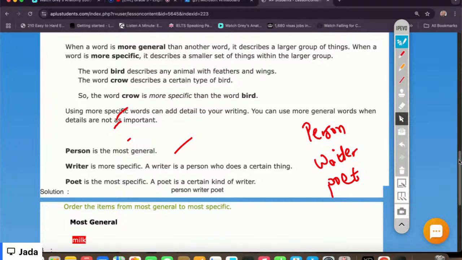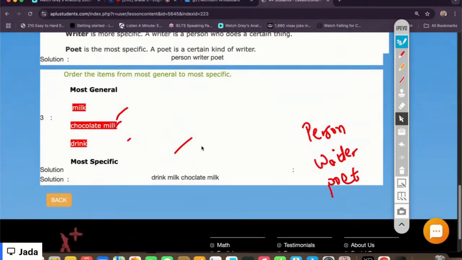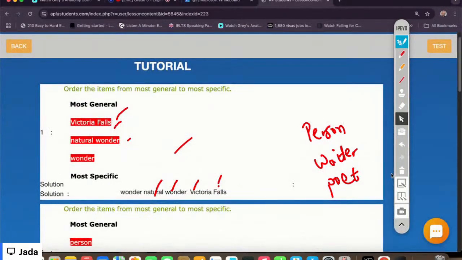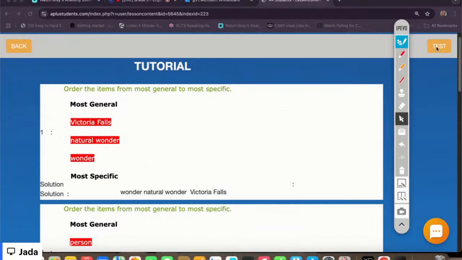All right. So we have milk, chocolate milk, and then drink. So of course, drink is the most general. Drink, milk, chocolate milk. Okay, so we have drink, milk, chocolate milk. All right, so move on to the test.